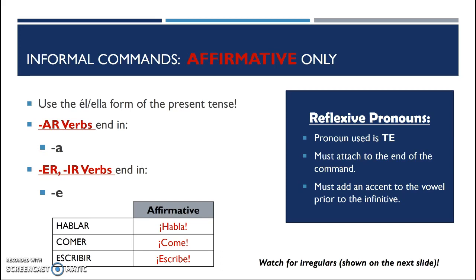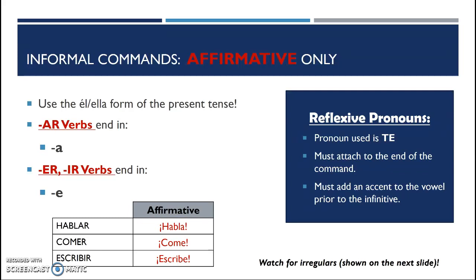So let's focus in on the affirmative commands only, when we're telling one person to do something. To do these commands, we start in the present tense and we use the él/ella form. So normal present tense, he, she endings. For an AR verb, we're going to end it in a. And for an ER or IR verb, we're going to end it in e. So let's look at hablar, comer, and escribir. Habla, come, escribe. Simple enough. It's just like the he, she. We just don't put any subject in front of it. Speak, eat, write.